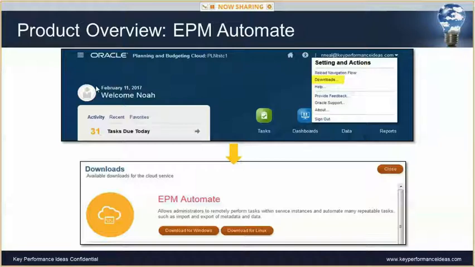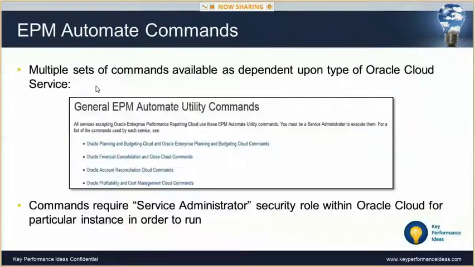Navigation-wise, for your reference, here's where we would do that in the simplified interface, just in the upper right, selecting downloads, and from there we can just download it for the OS as needed. Jumping now to specific commands for EPM Automate. There are multiple sets of commands depending on the Oracle Cloud Service that you're using. So in our context, we're going to be talking about PBCS, but you can also see some of the earlier financial consolidation and close, account reconciliation, profitability, and cost management. Several different sets of commands depending on the tool of interest.